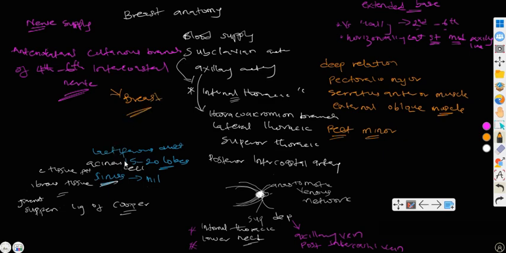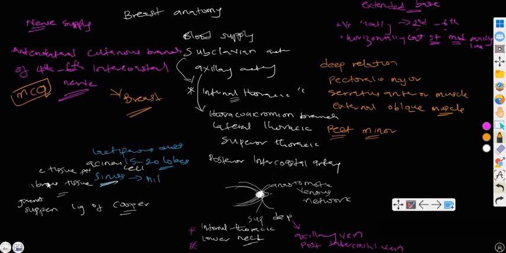So if you're asked in an exam what is the nerve that actually supplies the breast, you say the correct answer is the anterolateral cutaneous branch of the 4th to 6th intercostal nerve. This is an important MCQ point, so take note of it.